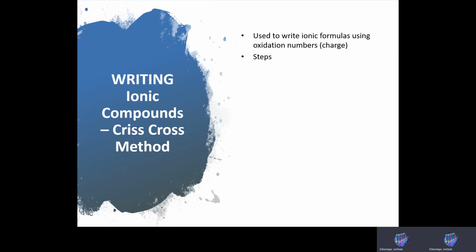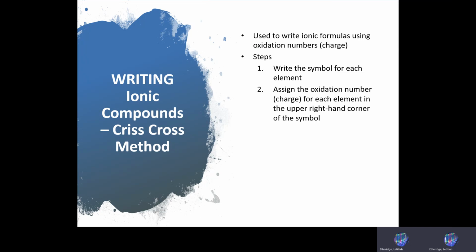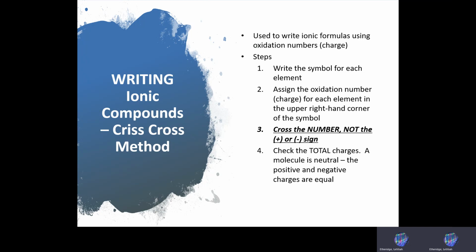So as always, I like to give you steps. Step 1, write the symbol for each element. Step 2, assign the oxidation number or charge for each element in the upper right-hand corner of the symbol. Step 3, you're going to cross the number, not the positive or negative sign. So you're going to cross the number, not the actual charge. And then you're going to check the total charges. A molecule is neutral. That means the positive and negative charges are equal.